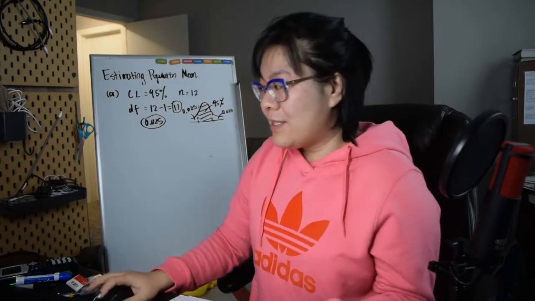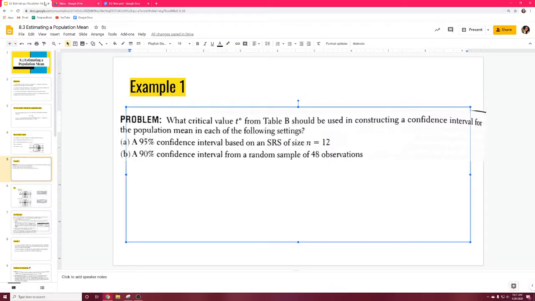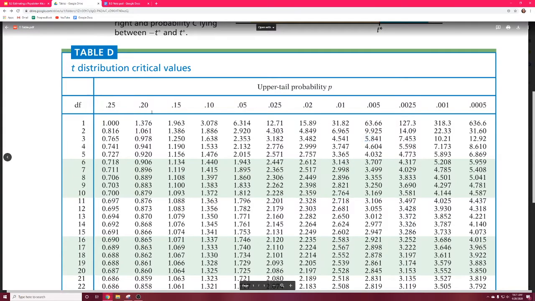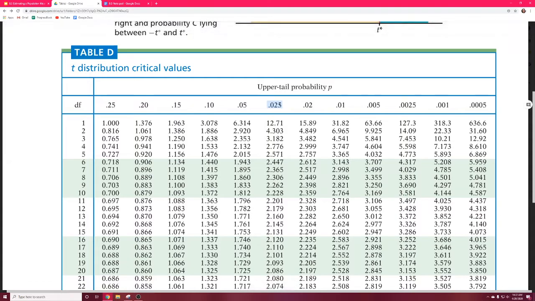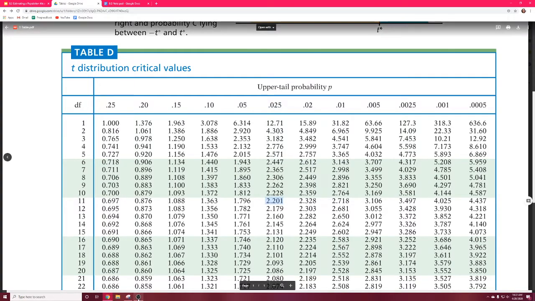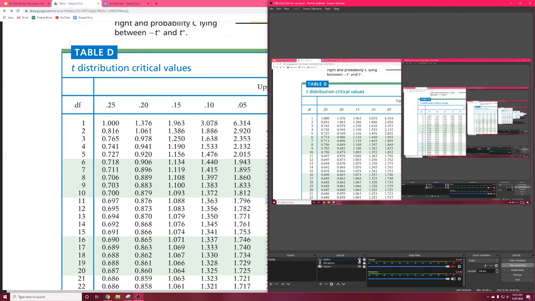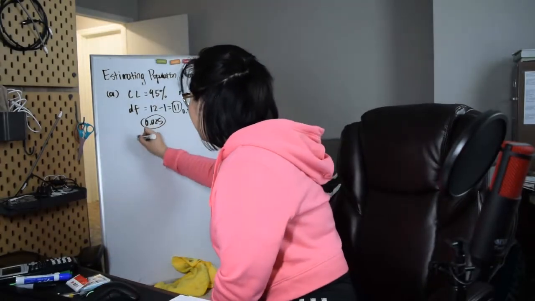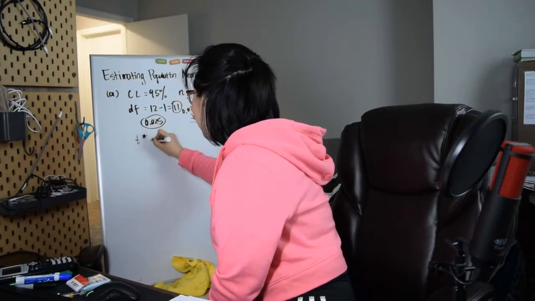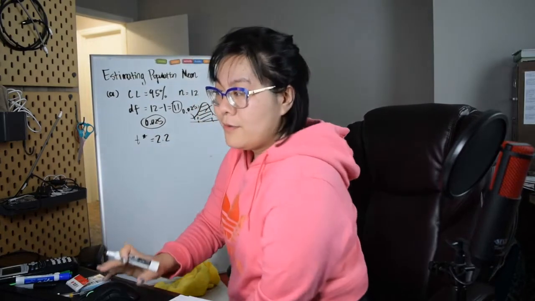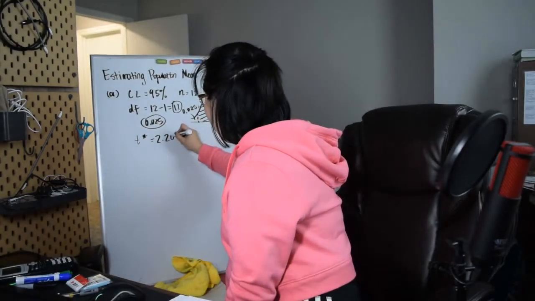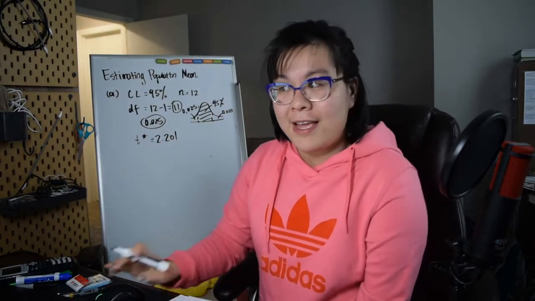Then you check the table, and you will find 0.025, which is here, and you go down to degree of freedom 11, and you have your number, 2.201. Your t star, the critical value, is 2.201. All right, so this is for A.